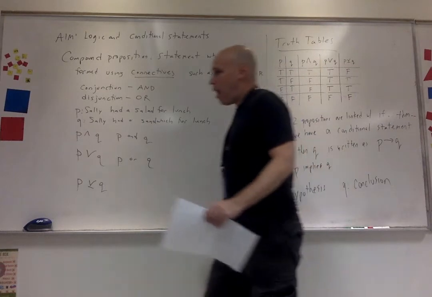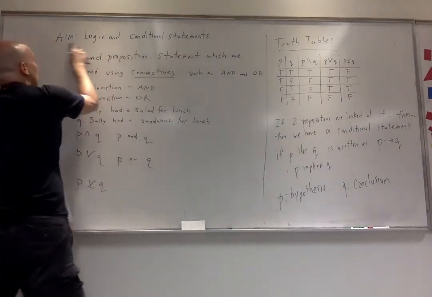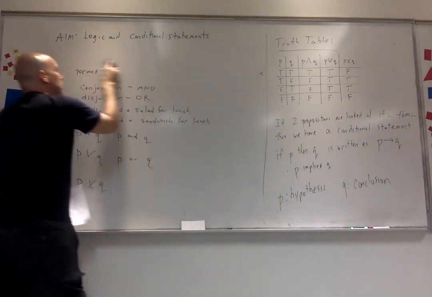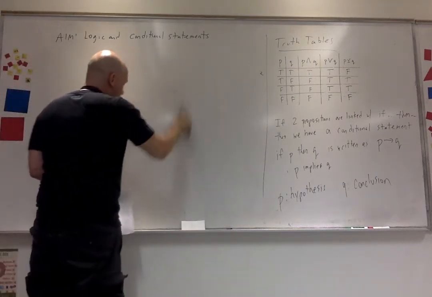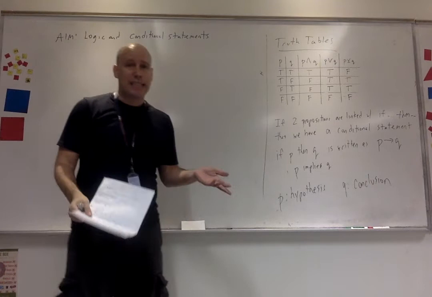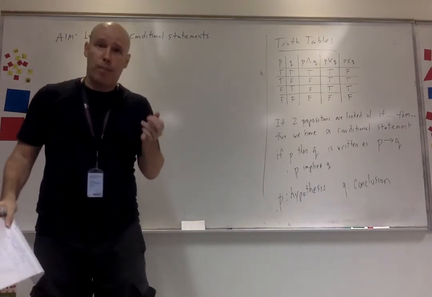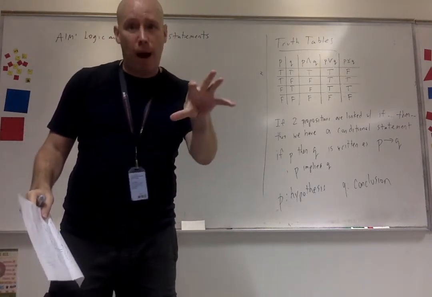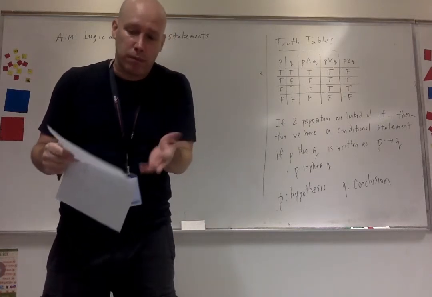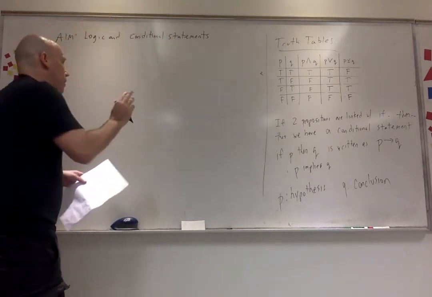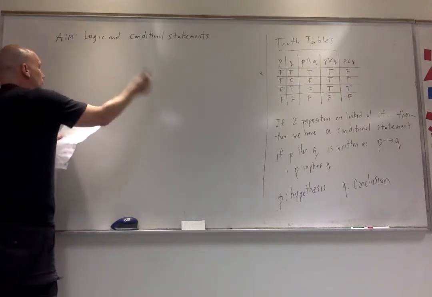Now, here's the conclusion. This is kind of interesting. So the exercises are going to give you a bunch of if-then statements. And the part right after the if is the hypothesis, and the part right after the then is the conclusion. Now, let's go through the truth table of this.